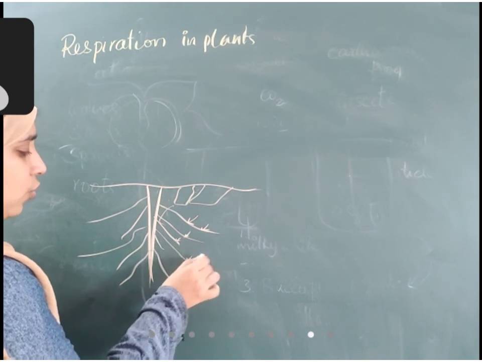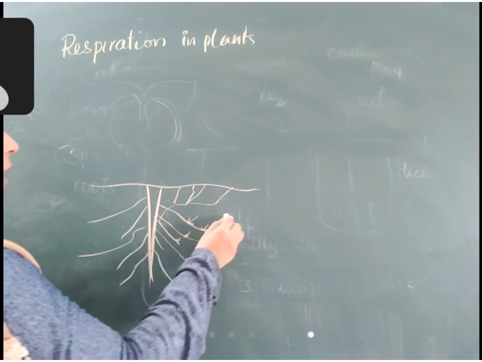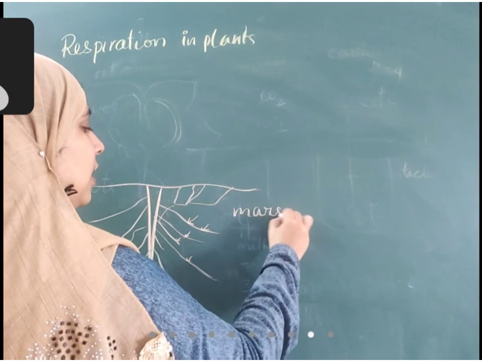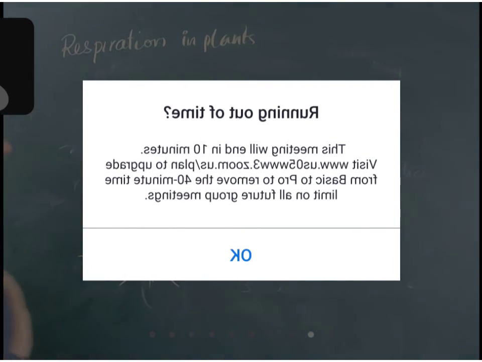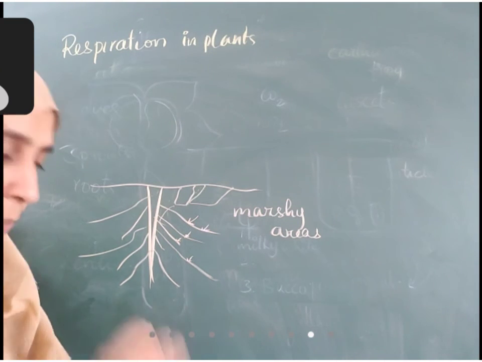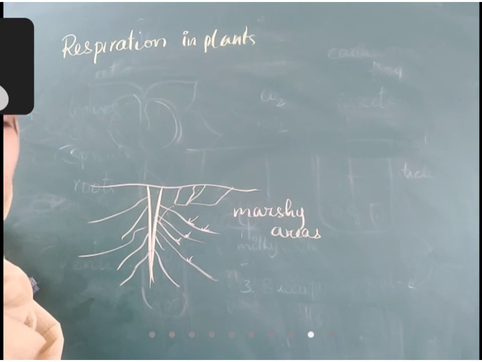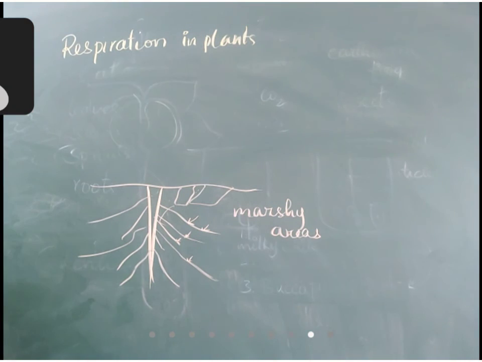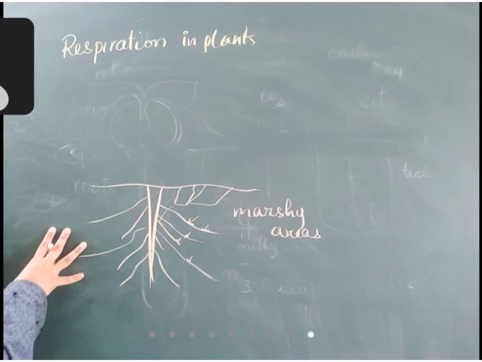There is no need of holes, but sometimes we can see that roots are present in marshy areas. Marshy areas means those areas where there is water continuously, like mangroves. In AP we have mangroves near the water bodies. There are some areas which are continuously logged with water. There, root respiration is not possible.